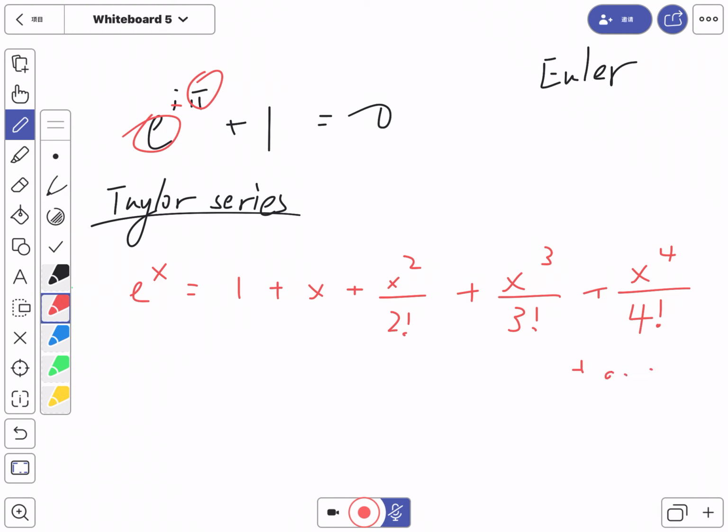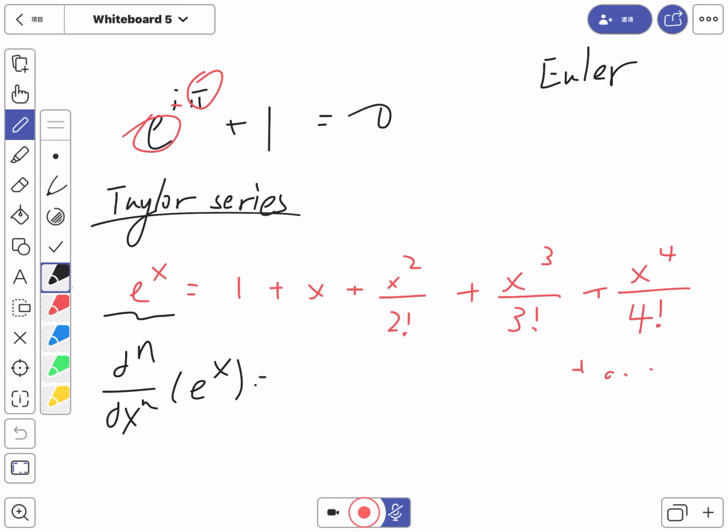This seems pretty interesting, and if you expand this, you get closer and closer to e to the x as you add more terms. But why is that so? Why does this lead to e to the x? We can see that a really important property of e to the x is that the derivative of e to the x is always e to the x.